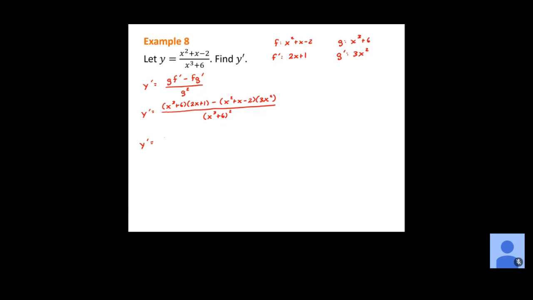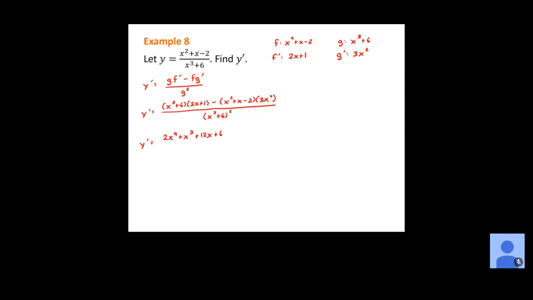If we multiply this now, we can use FOIL. So we have x cubed times 2x. That's going to give us a 2x to the fourth. Our outer terms here would be plus x cubed. Inner terms will give us a plus 12x. And then our last term, 6 and 1, plus 6.